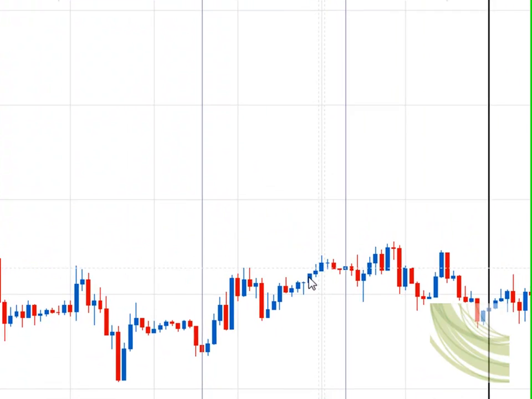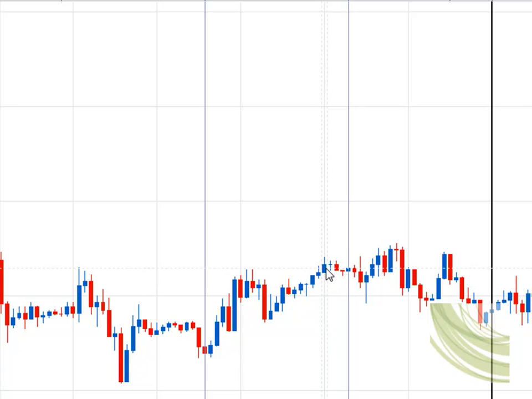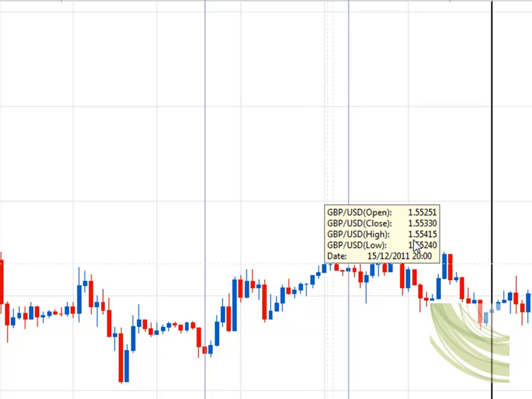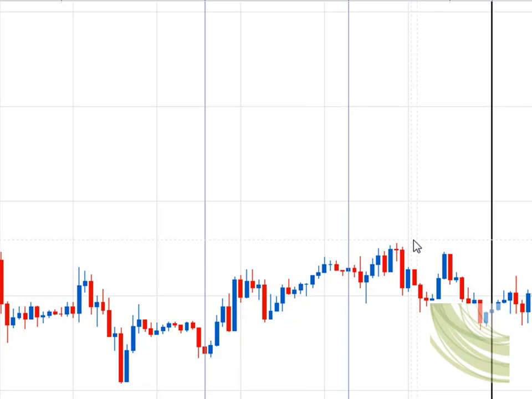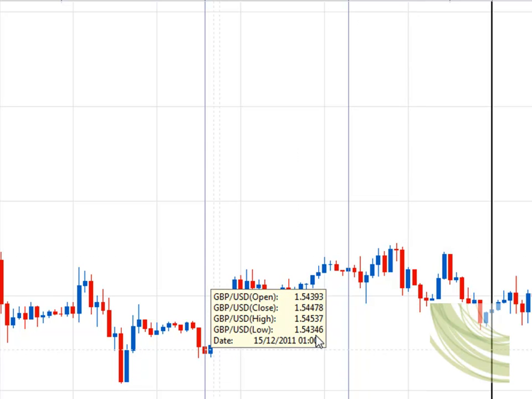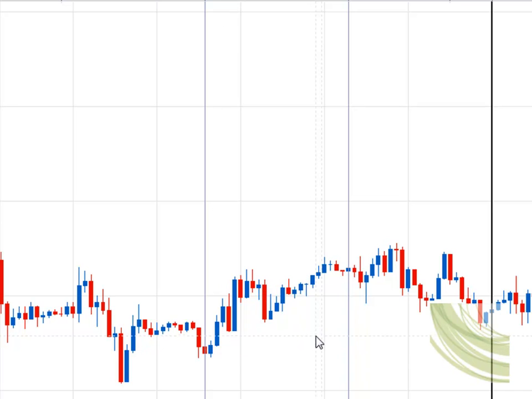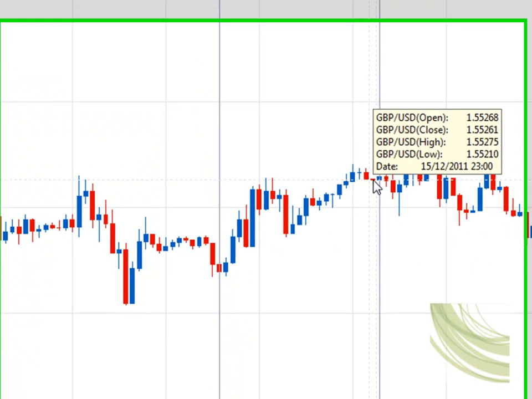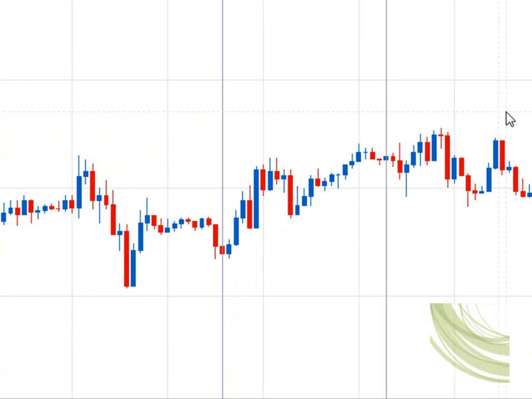The highest, take a look here, where is the highest? Here is the highest. You can see that. You click, record down the highest level, 1.55415. Then the lowest is here, 1.54346. Then the close, the last candle here, the close level is 1.55261.